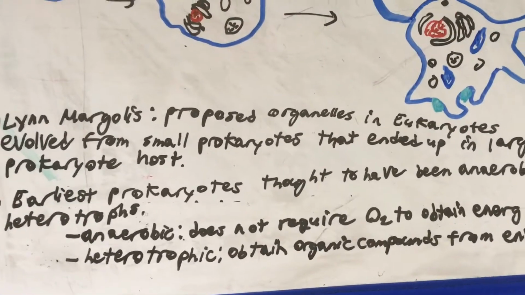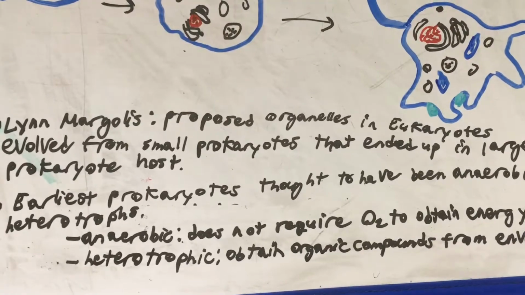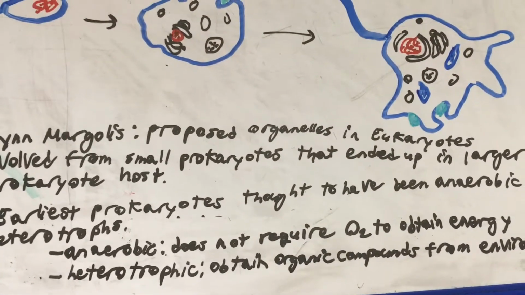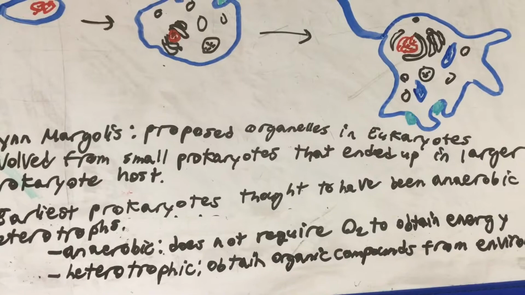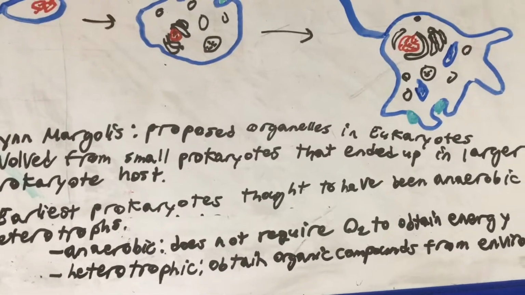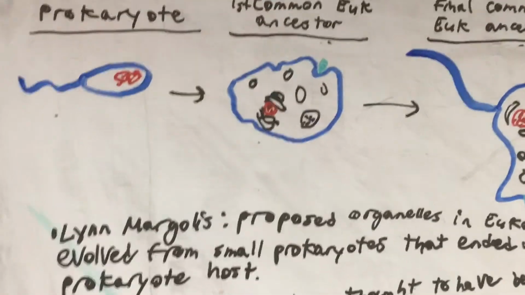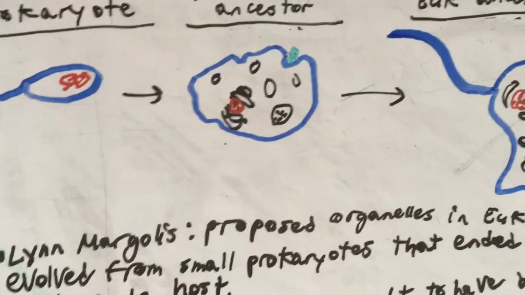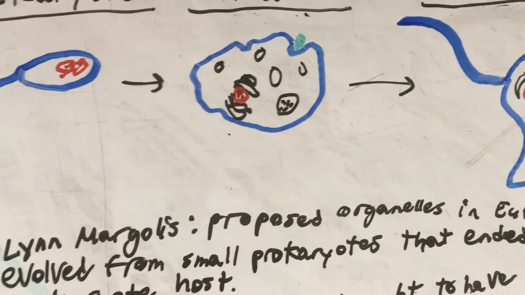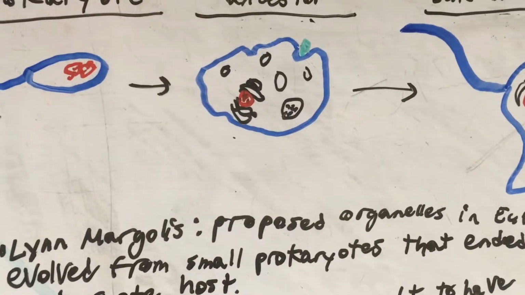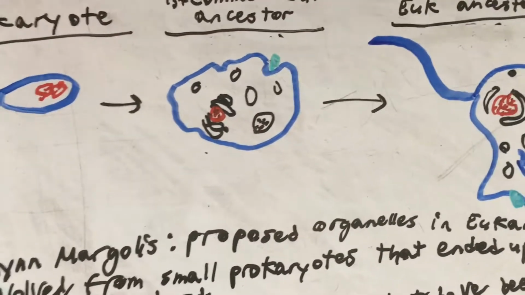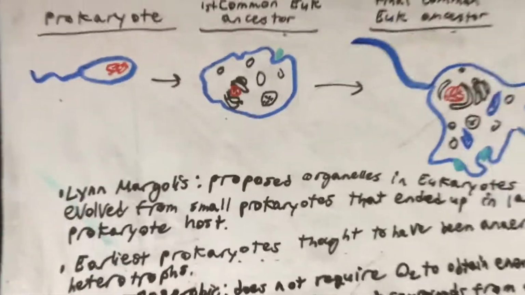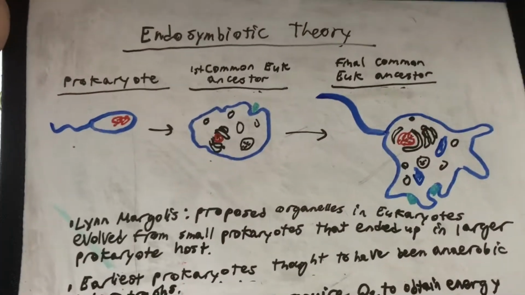Now, it was believed that the earliest prokaryotes were anaerobic heterotrophs. Anaerobic meaning that they don't require oxygen to obtain energy, and heterotroph meaning that they had to gain organic compounds from their environment in order to produce their energy. So eventually it produced internal membranes because of the prokaryotes that it took up so that it could produce energy, and then this is what we ended up with. So that's the endosymbiotic theory in a nutshell.